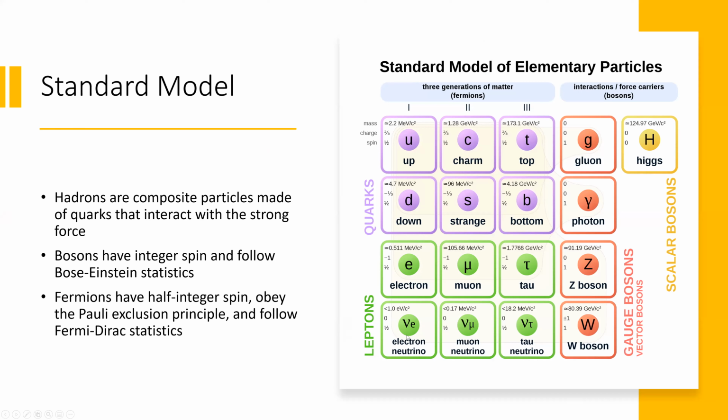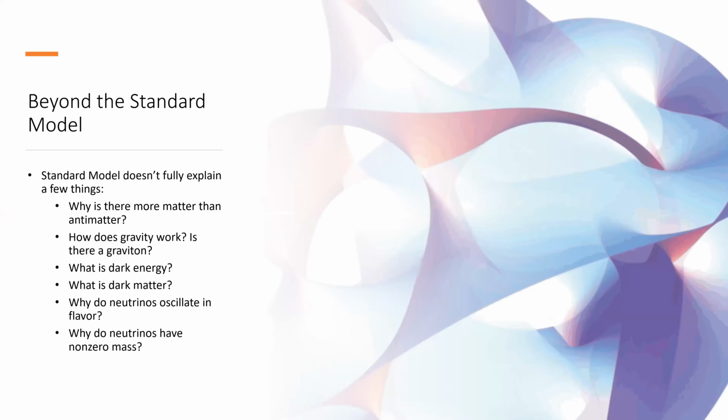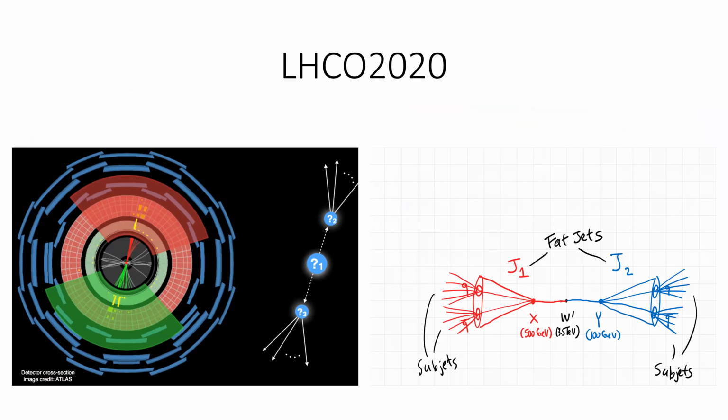Like if I have an electron neutrino flying through space, a short time later it could turn into a tau neutrino, and then it could turn into a muon neutrino, and then back into a tau neutrino, and then maybe back into a muon neutrino, and then back into an electron neutrino. That's called flavor oscillation, and that is something that the standard model does not quite explain.